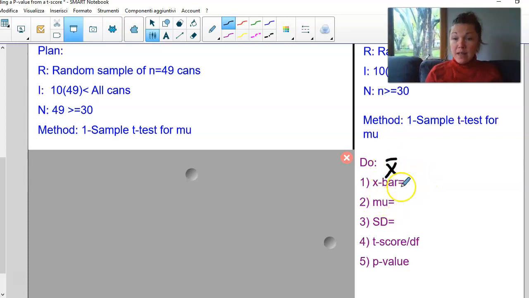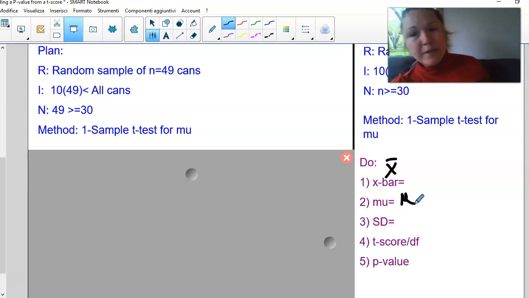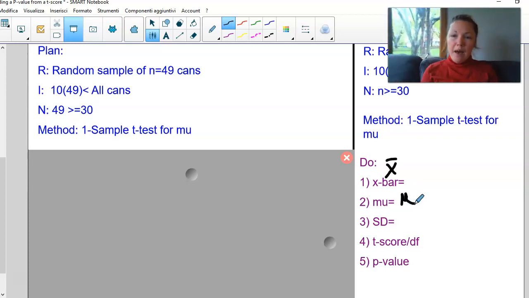Mu, you can also, and now rewind, X bar is your statistic. It's describing your sample. Mu, you've already written down what that is. That's from the null hypothesis. And the symbol for mu, again, it looks like that. And I'm using my mouse. Give me a second. I'm going to actually get it. Okay. So it's a little messy.